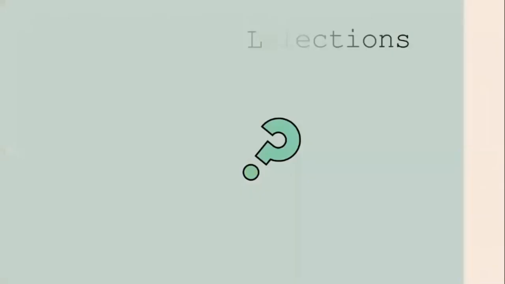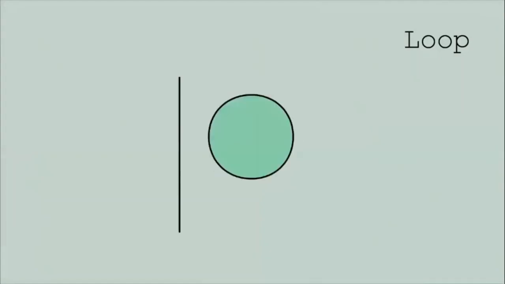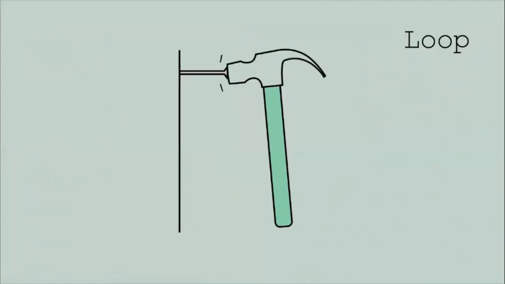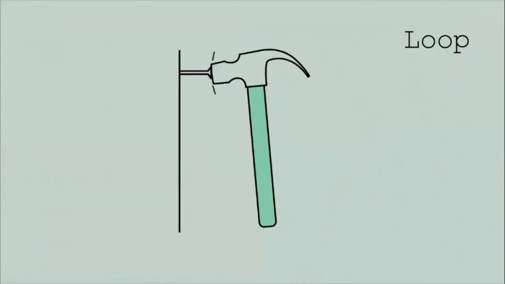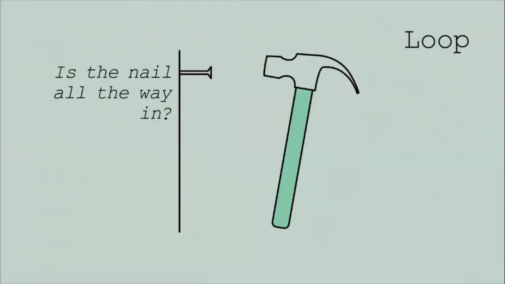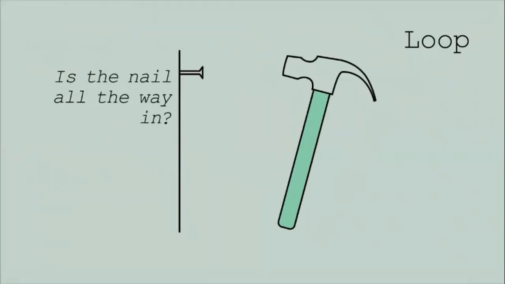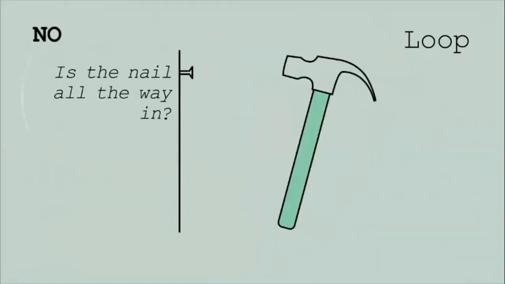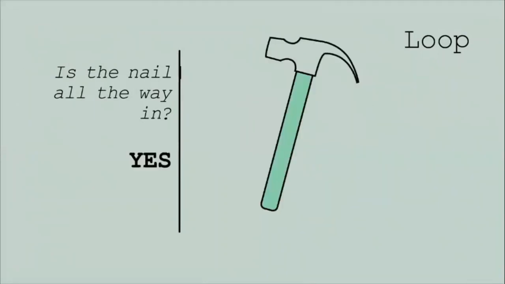The third programming structure is a loop. Like selections, loops also ask questions. However, the difference is they ask the same question over and over and over again until a certain task is complete. For example, take the act of hammering a nail. Even though you may not realize it, you're constantly asking yourself, is the nail all the way in? When the answer is no, you hammer the nail again. You continue to repeat this question until the answer is yes, and then you stop.